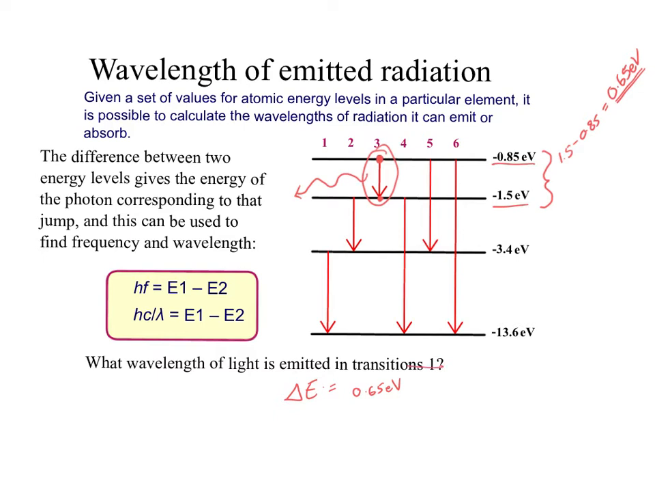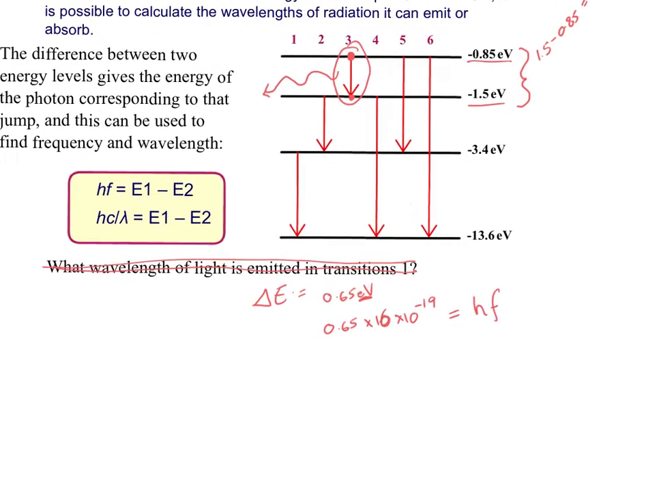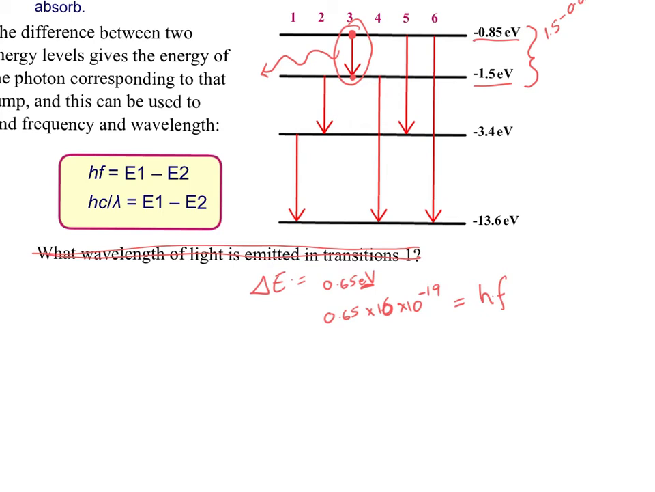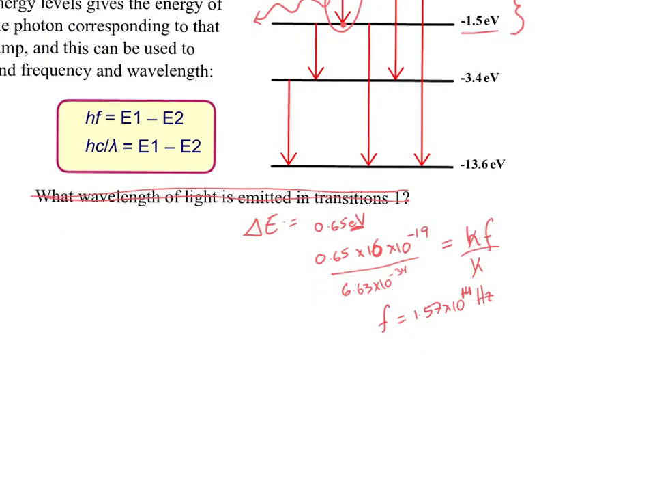So that will be, and by the way, I'm not asking the transition one, so just cross that out. So 0.65 times 1.6, sorry, for the electron volt. Remember to convert it to joules. 1.6 times 10 to the minus 19 is equal to the Planck's constant times the frequency. So divide both sides by Planck's constant. Okay, so your frequency will be 1.57 times 10 to the 14.